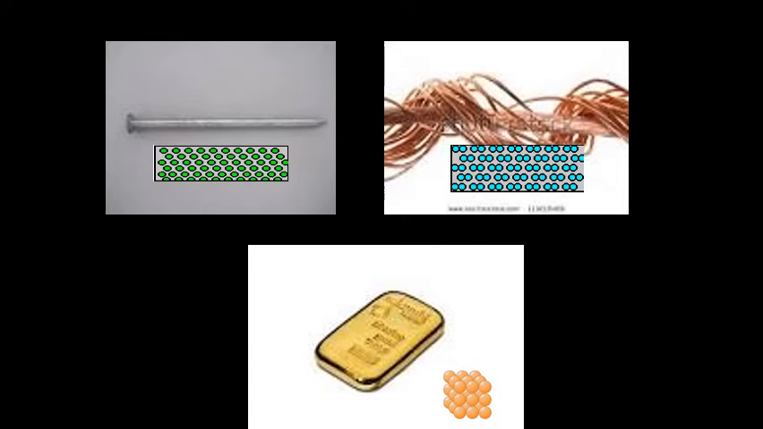So something like this, for example, this iron nail, is made out of all iron atoms. There are no other types of atoms in there. This copper wire is all copper atoms. It is made of nothing but copper atoms. And this little nugget of gold right here is all made of gold atoms, just like I showed you in that picture earlier.